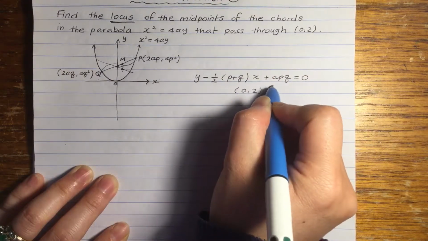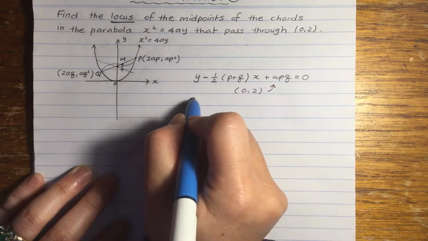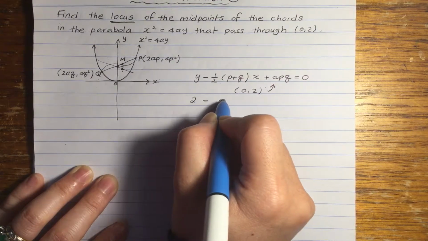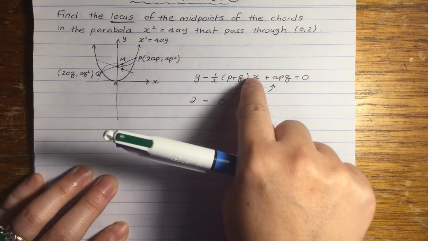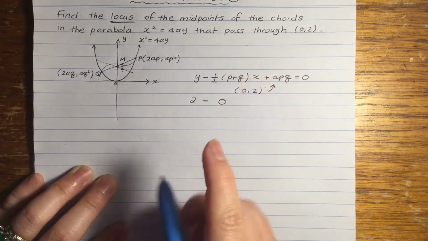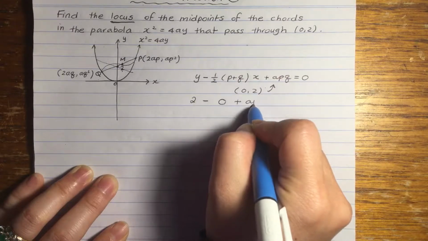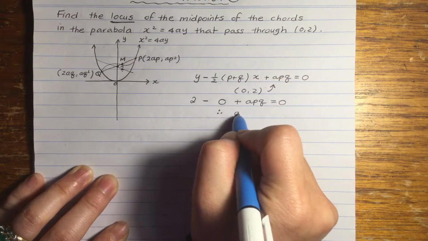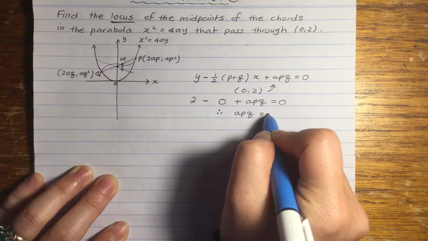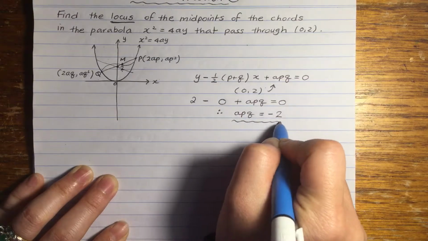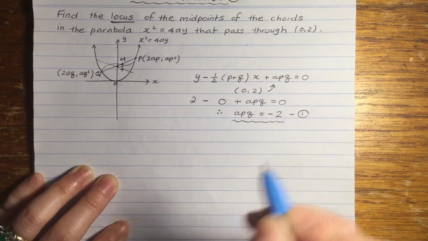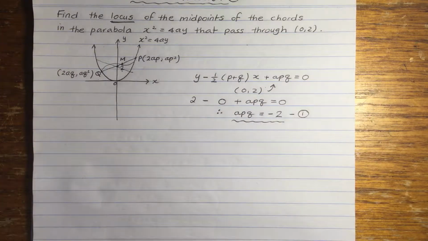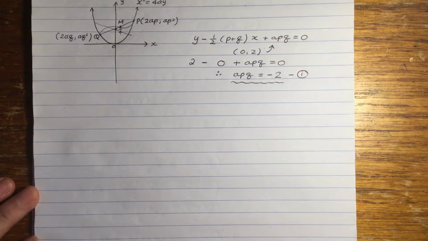So I'm going to substitute this in here. It'll be 2, and the x coordinate is 0, so when you multiply by 0 the whole thing goes to 0. So plus apq equals 0, and therefore apq is minus 2. So that's my special condition that I might need to use later on to find the Cartesian equation for the locus. I'm going to leave that one up there for a second.